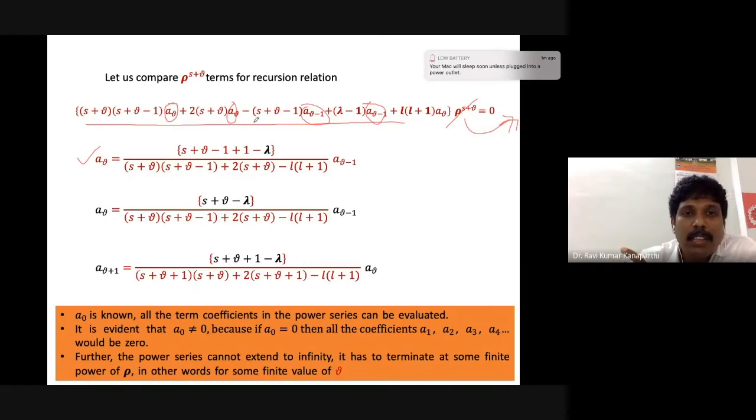The other terms are basically coefficients. There are only two terms, and this term and this term have a nu minus 1, so you can move them to the other direction. If you move them, this becomes 1 minus lambda, and this becomes positive, right? That is what is done here. So this is s plus nu minus 1, and this is 1 minus lambda.